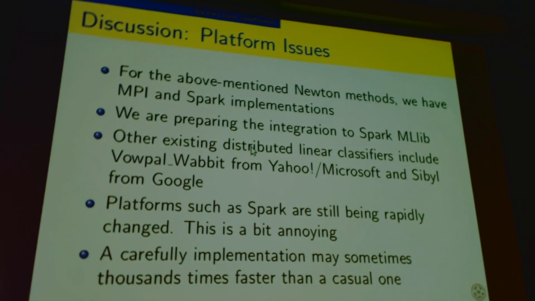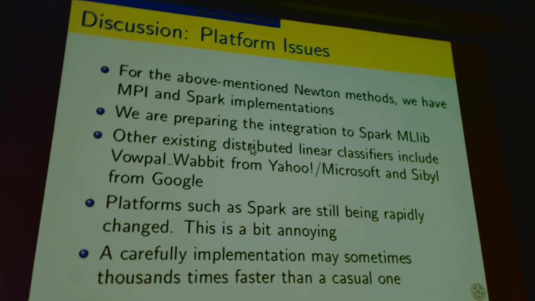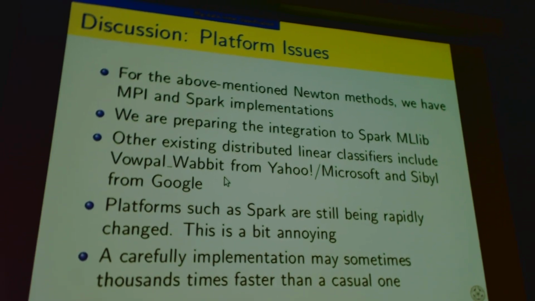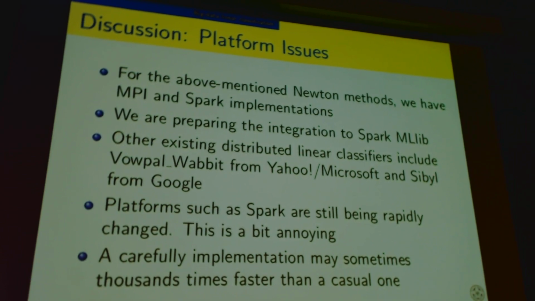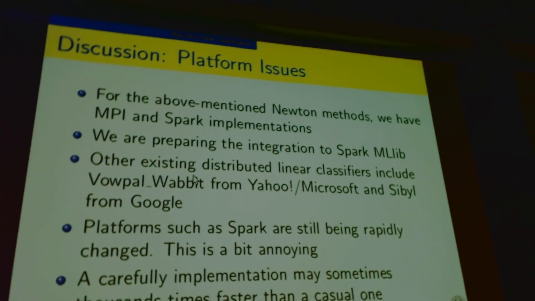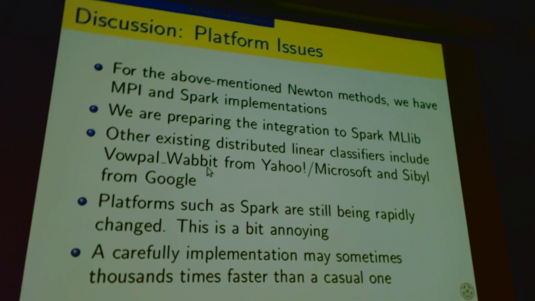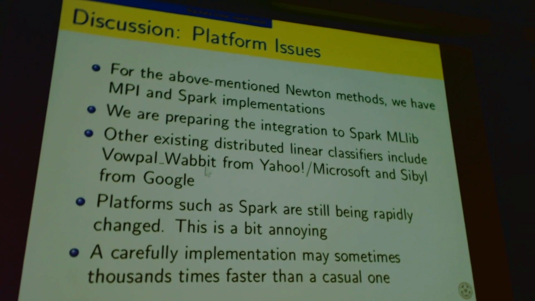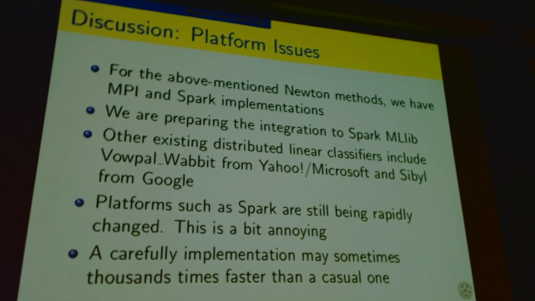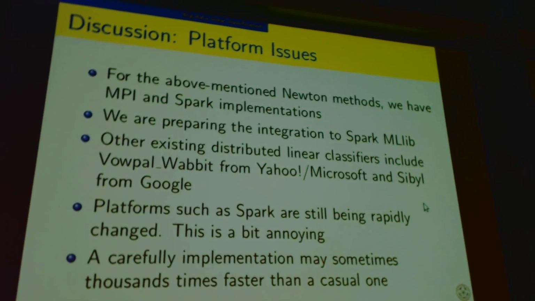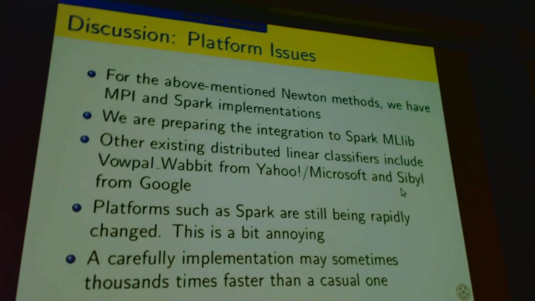And what are other distributed linear classifiers? VW from Yahoo and Microsoft is one publicly available example. It is a linear classifier. The optimization method behind it is to run some low-order optimization methods, stochastic gradient first at each node. Then they run a quasi-Newton optimization method in the end for faster convergence. Another example is Sibyl from Google. It's actually also a linear classifier.